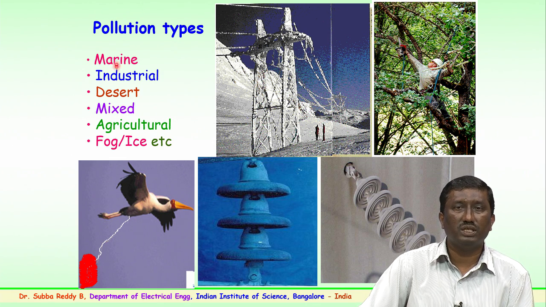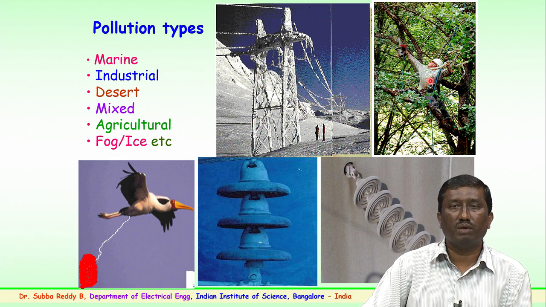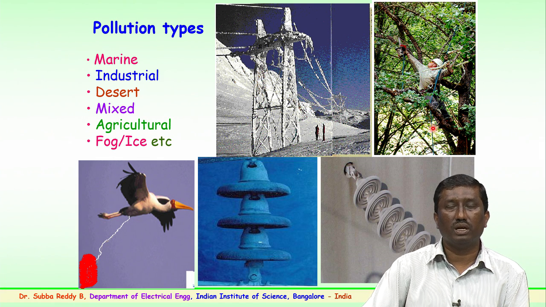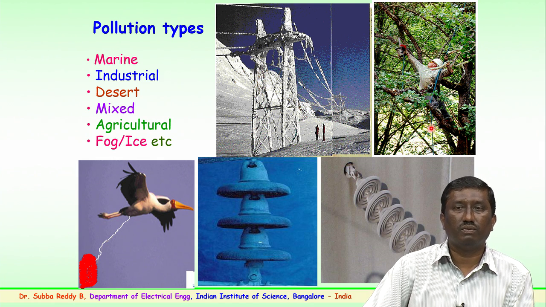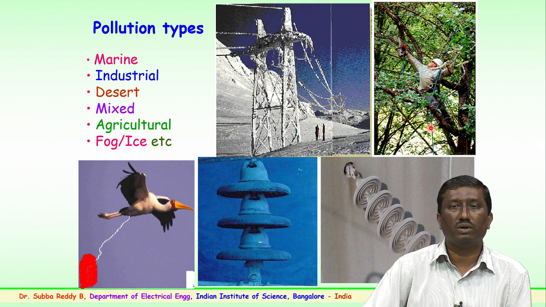So, apart from this type of pollution, we also come across the forest, where the transmission lines run across the forest. Huge trees and branches have to be regularly trimmed, where the flashover could happen because of the branches coming in contact with the live transmission conductors.